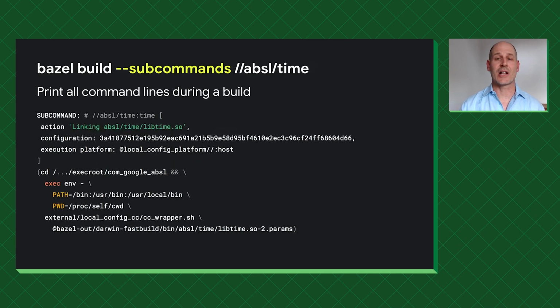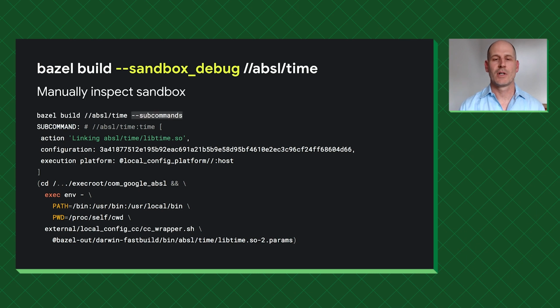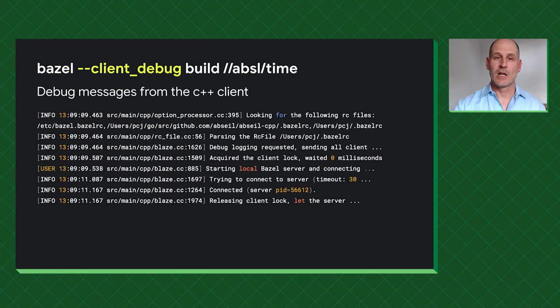The next is --subcommands. This is useful for printing the command lines for the actions that are spawned by Bazel during your build. And that pairs nicely with --sandbox_debug. And sandbox_debug will prevent Bazel from tearing down or removing all those symlinks and files in the sandbox. So you can change directory into it and do a postmortem, try to figure out why the action isn't working. There's also --client_debug.